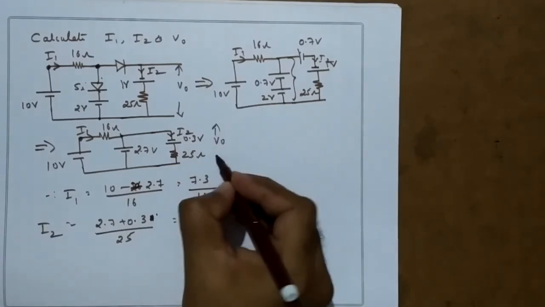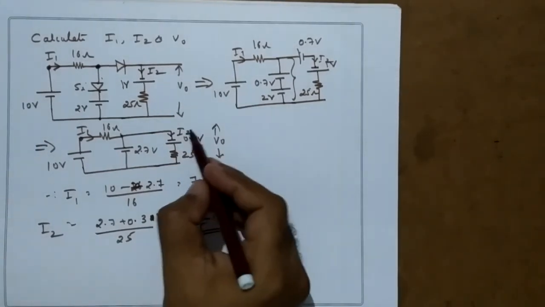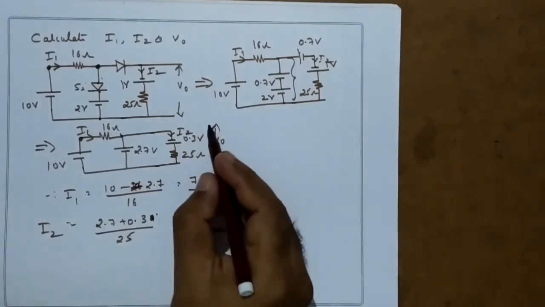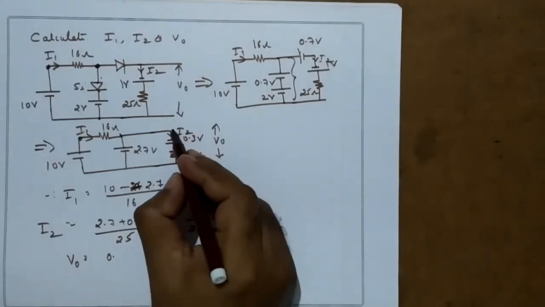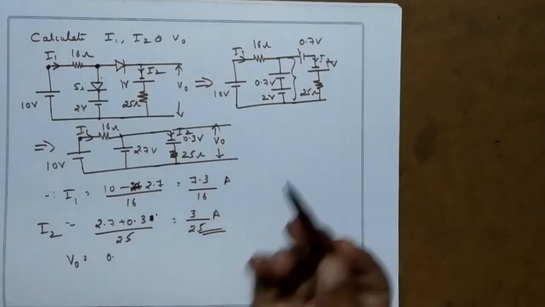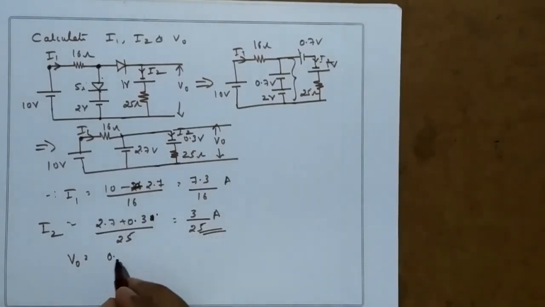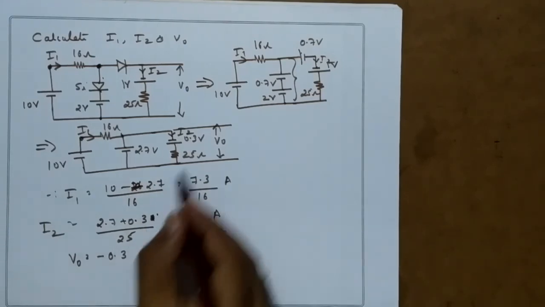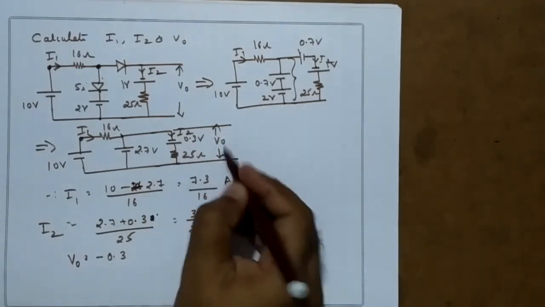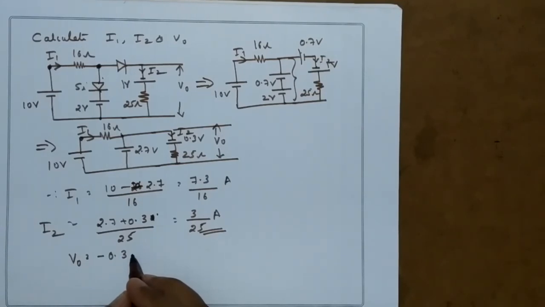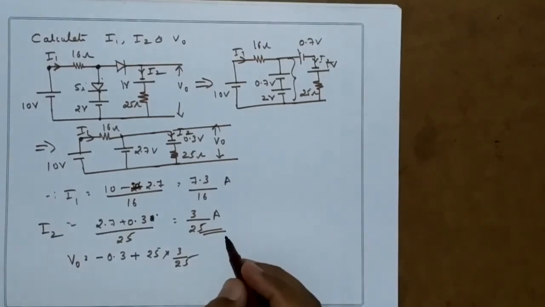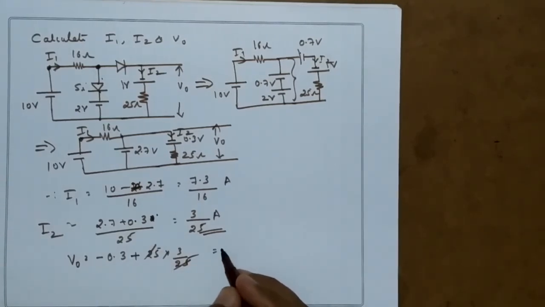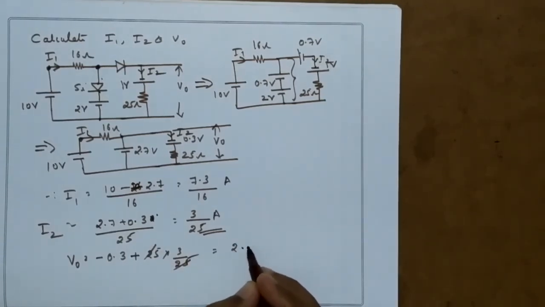What is V naught? V naught is equal to this voltage plus this voltage. Now this voltage is already 0.3 volt. Apply KVL here. You consider this as a loop now. This one. Okay. So V naught is equal to, it is minus 0.3. Apply KVL like this. V equal to I into R plus 25 into I2. I2 is 3 divided by 25. So this is equal to, 25, 25 get cancelled. This will be equal to 2.7 volt.